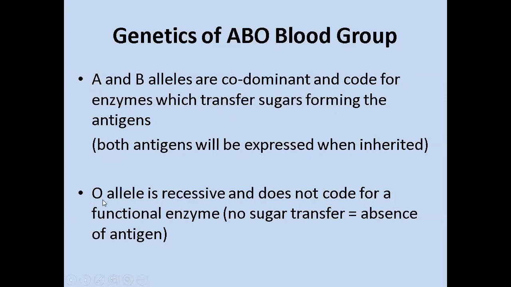Getting back to the O allele, it does not code for a functional enzyme. So O just happens to be a defunct allele. It doesn't code for a transferase enzyme that transfers a sugar, and so there basically is no antigen produced.